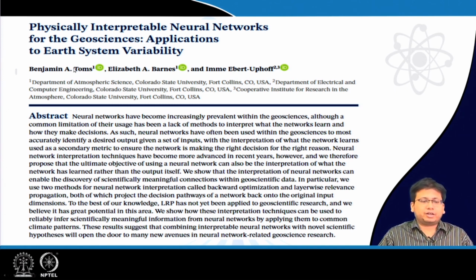So, here is the first paper, physically interpretable neural networks for the geosciences, applicability for Earth system variability. Neural networks have become increasingly prevalent within the geosciences, although a common limitation of their usage has been a lack of methods to interpret what the networks learn and how they make decisions. As such, neural networks have often been used within the geosciences to most accurately identify a desired output given a set of inputs, with the interpretation of what the network learns used as a secondary metric to ensure the network is making the right decision for the right reason.